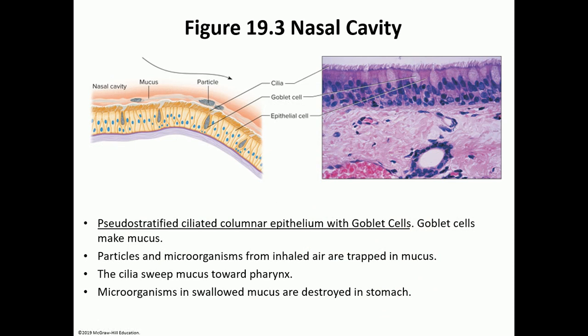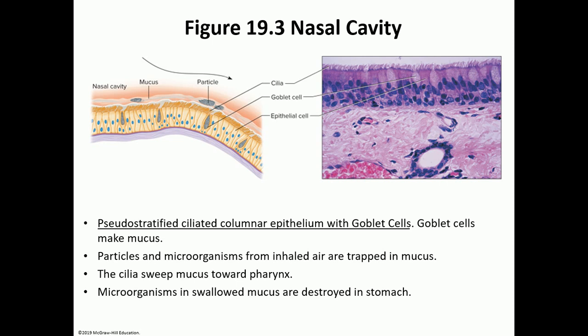More about the nasal cavity. Like I said, it's lined with pseudostratified, ciliated columnar epithelium. So you can see here the columnar epithelium with cilia on top, and these goblet cells, and all of these goblet cells again make mucus. It is pseudostratified, meaning that it looks like these are several layers, but it is actually just one layer.